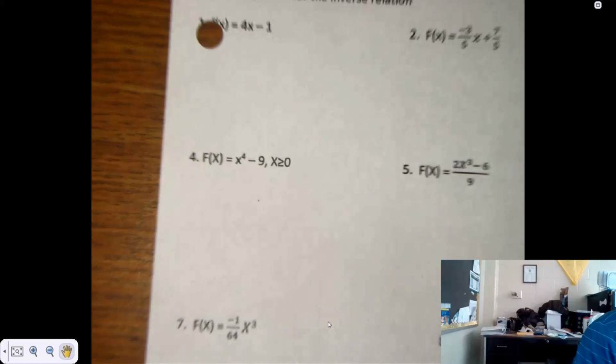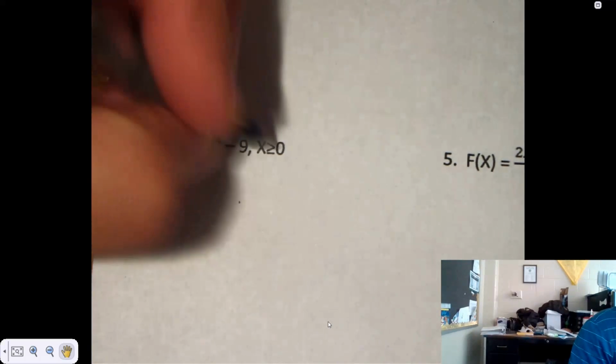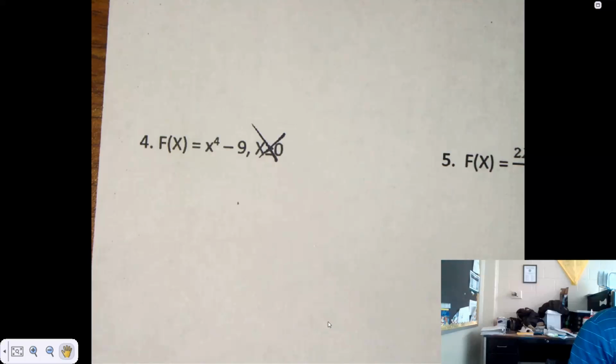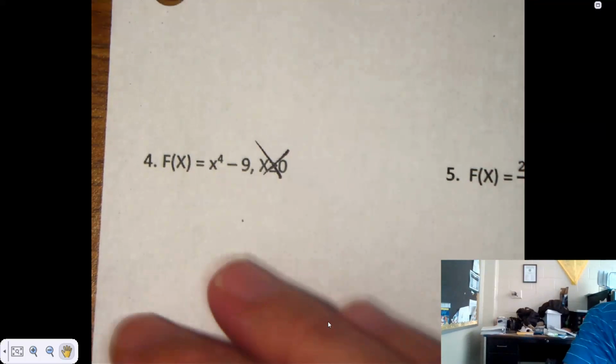There's a reason that x squared plus that x is greater than or equal to 0 is there. It's not anything to bother you. Just kind of ignore it. We'll talk today about why that's there.